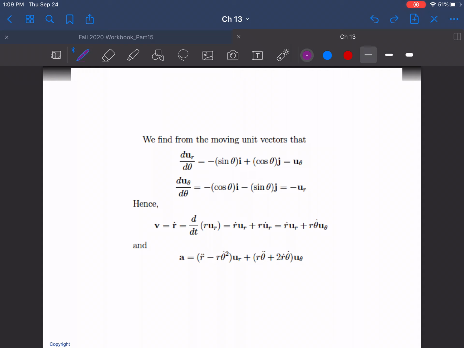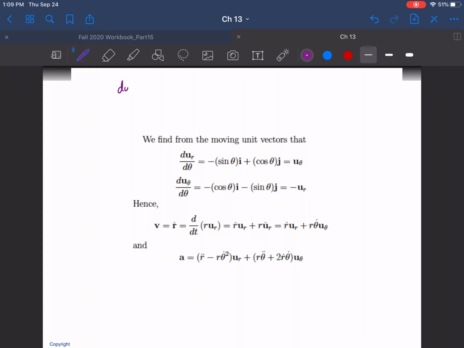And if you look at this, these two flip-flop. So the derivative of the radial unit vector is the angle unit vector, and the derivative of the angle unit vector is the negative of the radial unit vector. All right, so that works out kind of nicely. There's also a couple more little things I want to do here real quick.